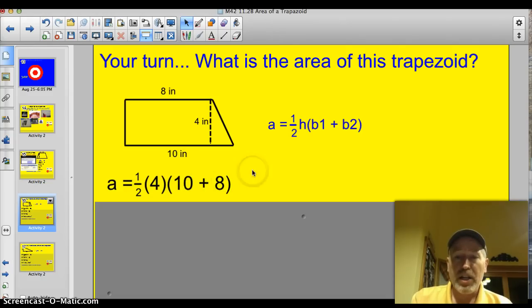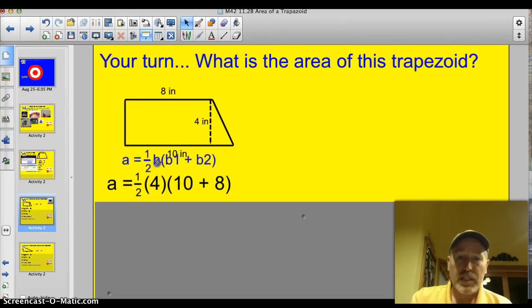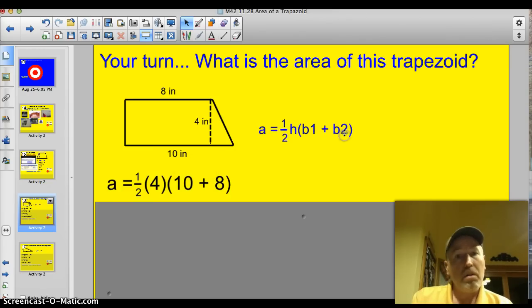So all I did initially was substitute in the values. I'll slide this guy over here just so you can see. Area equals, there's the 1/2, and the height is 4. Base 1 is 10, base 2 is 8. So you're good to go.